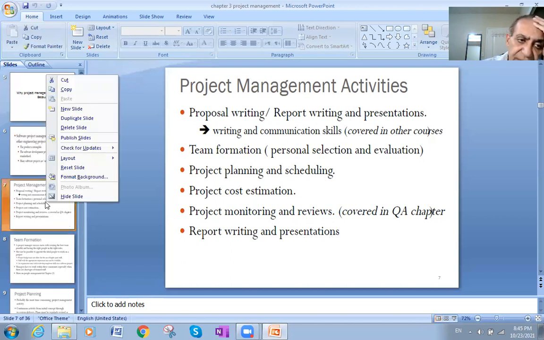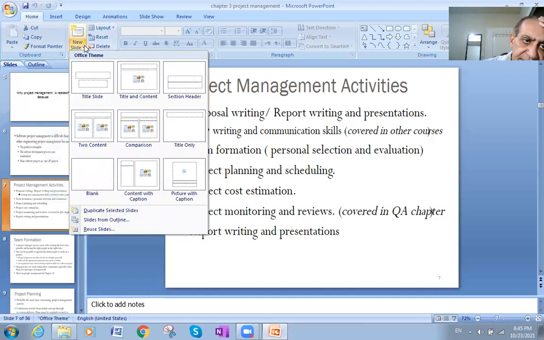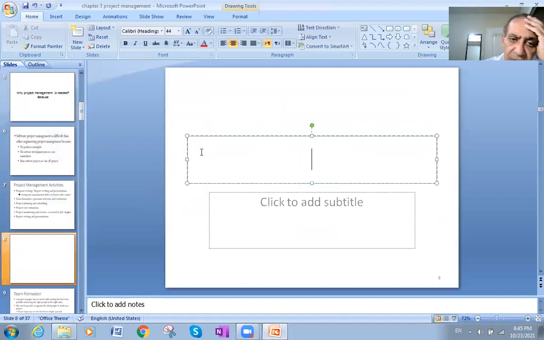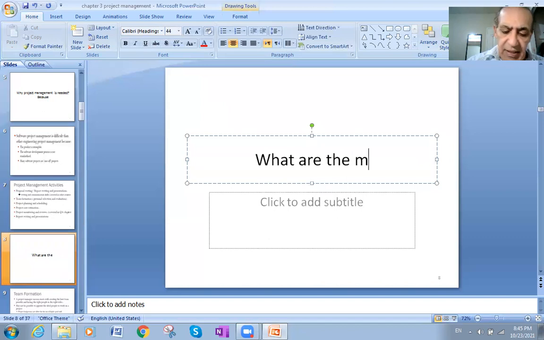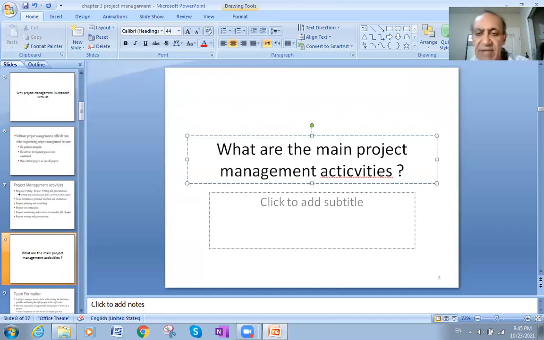Actually, we had this question before, but why not? We can stop here for the moment and go to a slide and ask: what are the main project management activities? Just to remind us with this question, what are the main project management activities?